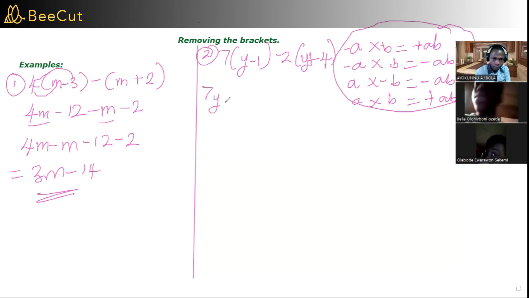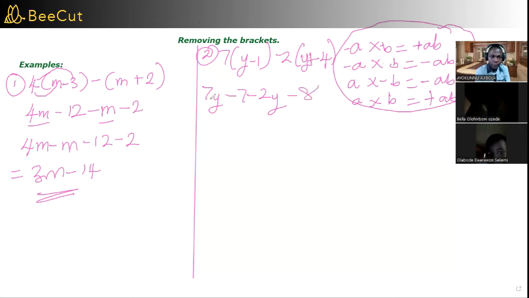That is 7y. And the 7 times negative 1 is negative 7. Minus 2 times y is minus 2y. Then negative 2 times positive 4. Negative times positive gives us negative. So that is negative 8.